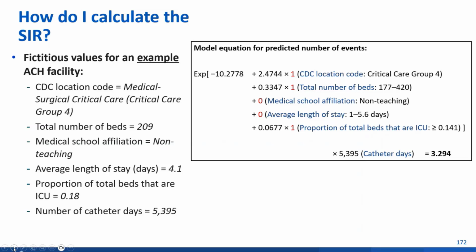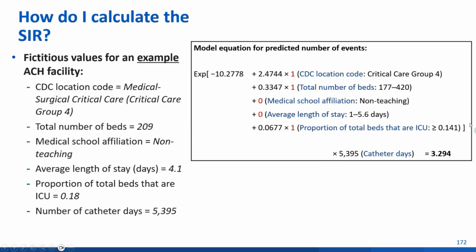So the equation in the box on the right shows the contribution of each of the 5 factors as well as the intercept and the number of catheter days to the predicted number of events. So coefficients of 0 and 1 are shown in red and are used to activate or deactivate these contributions of the corresponding factors. Non-referent level contributions receive a coefficient of 1, while referent level contributions receive a coefficient of 0. And this effectively removes the referent level contributions from the equation.